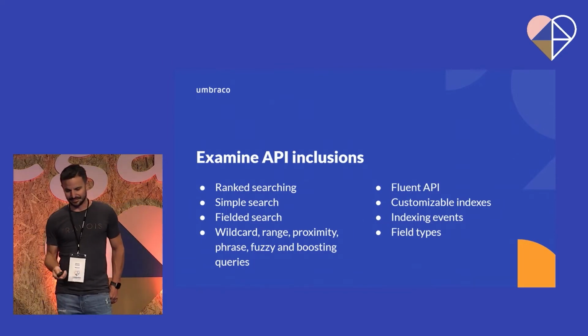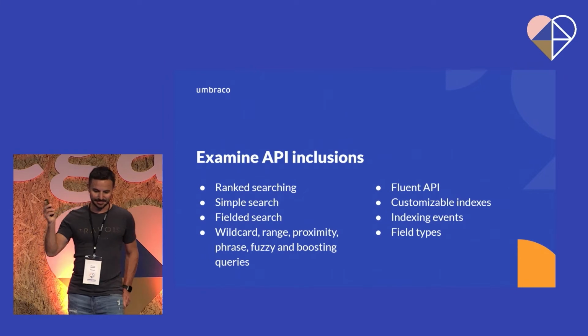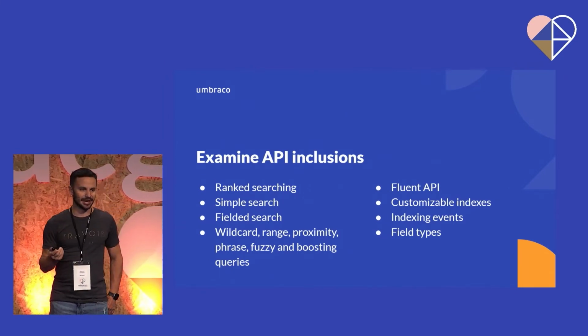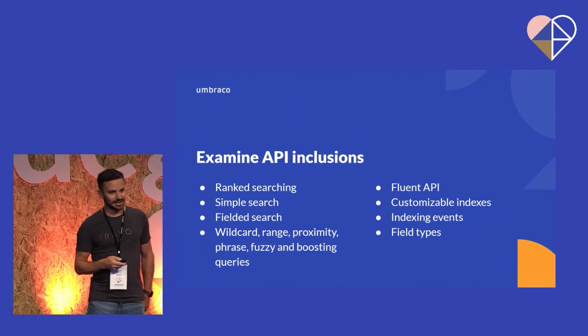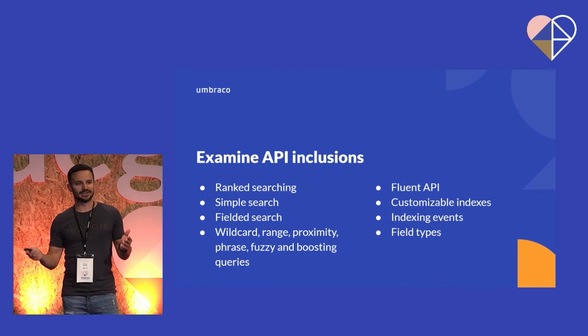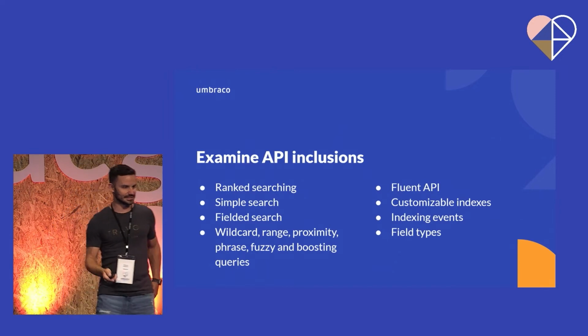Then we've got all the fun things like wildcard, range, proximity, all those fun things. It comes out of the box with a Fluent API for searching. You can customize your indexes. We've got events built in, so you can customize your index as things are being written. And then field types are like numerics, date times, integers, all those things.